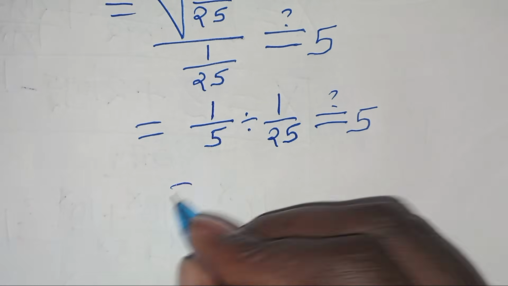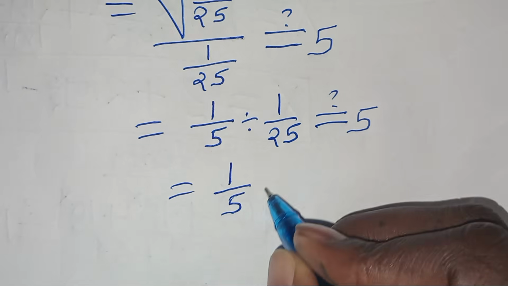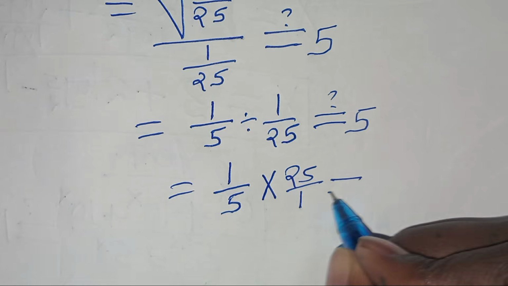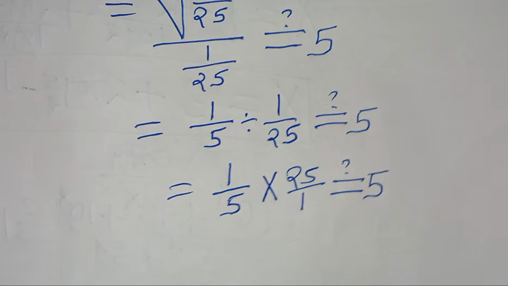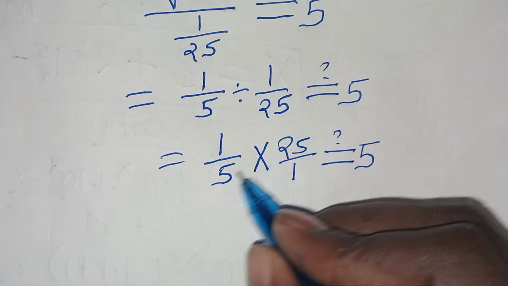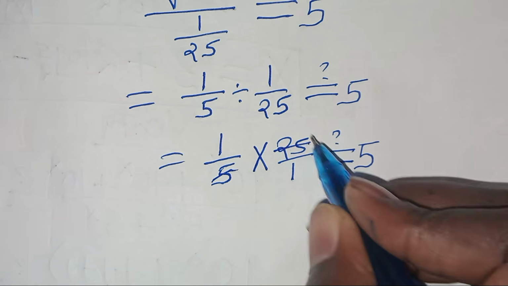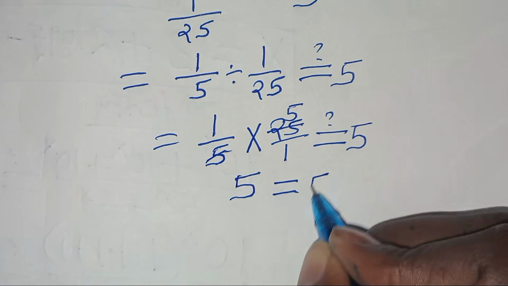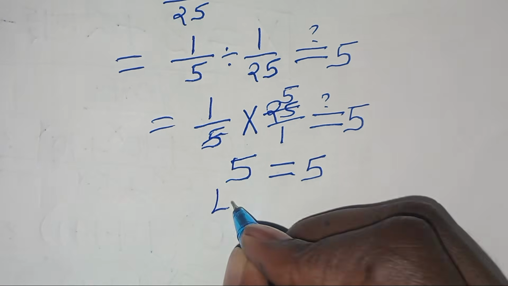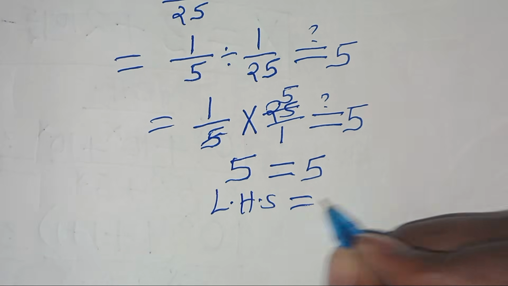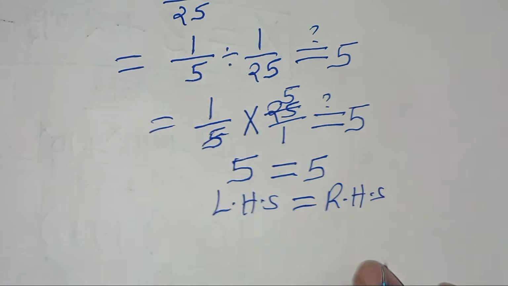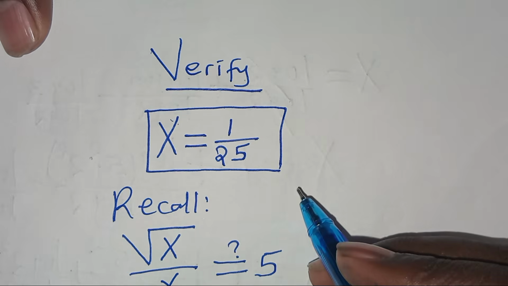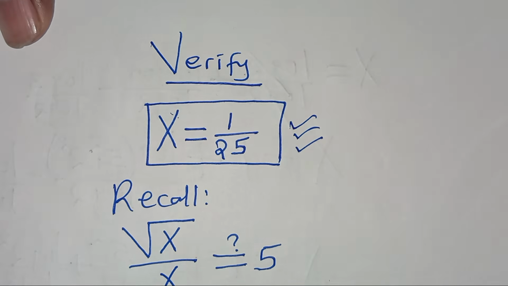So we have 1 over 5 multiplied by 25 over 1. This is supposed to give us a value of 5. Let's simplify: 25 divided by 5 is equal to 5. So we have that 5 is equal to 5. So the left hand side is equal to the right hand side, and this proves that the value of x, which is 1 over 25, satisfies the equation.